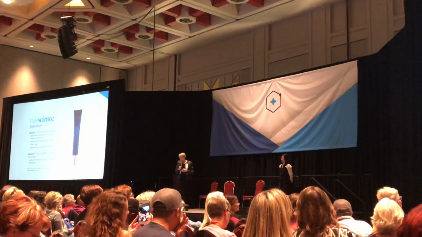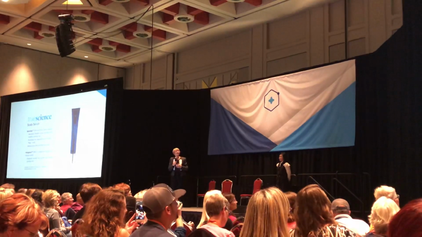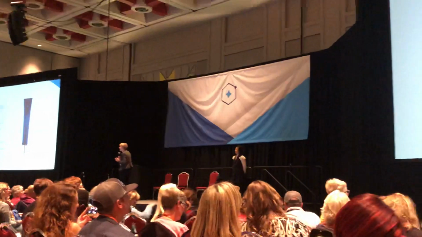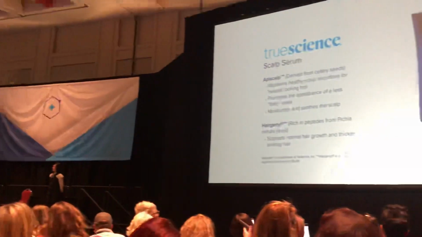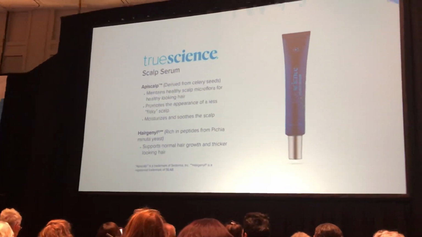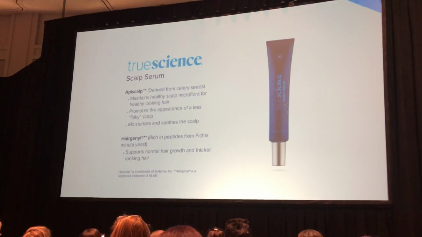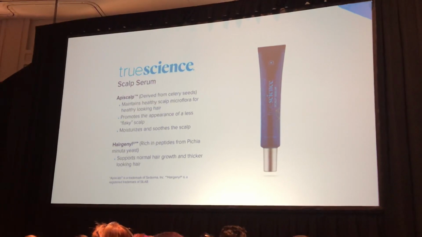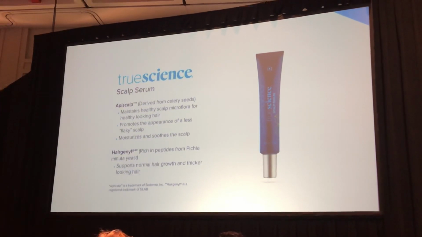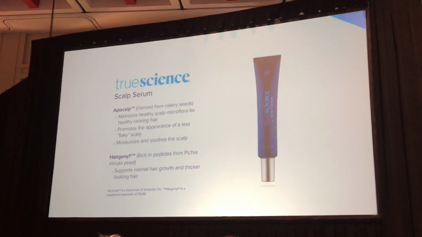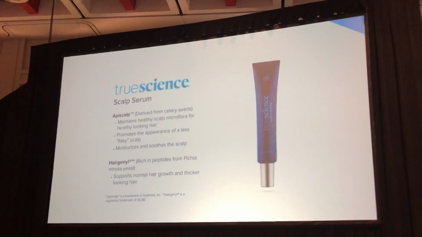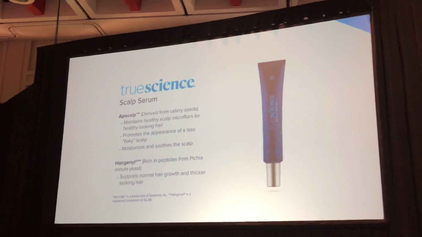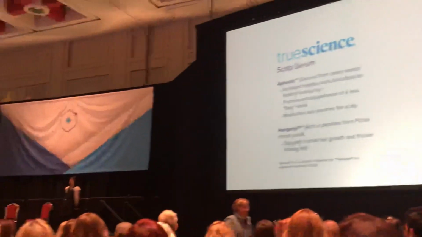So let's talk about Scalp. It's derived from celery seeds, so 100% natural. And what it does specifically is work on the microflora on your scalp. We have microflora on our scalp, and when it's out of balance, you tend to have a bit of a flaky scalp. So flaky scalp, we don't want to see any white stuff. I do have white stuff on my shoes, but not from the flakes.